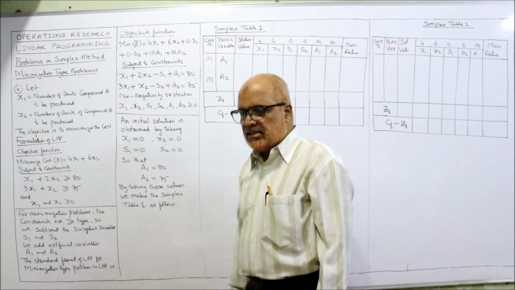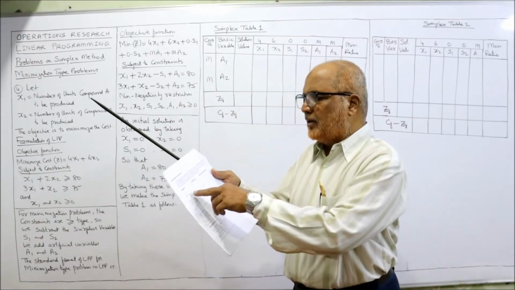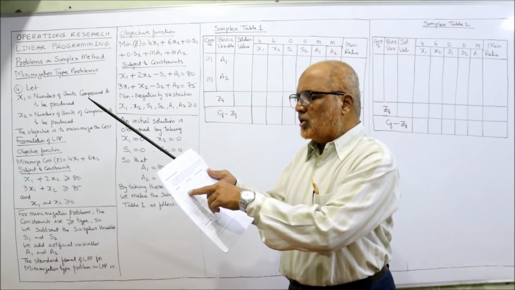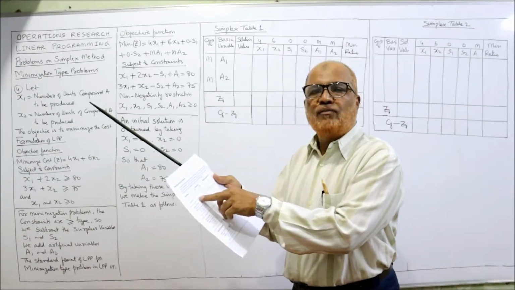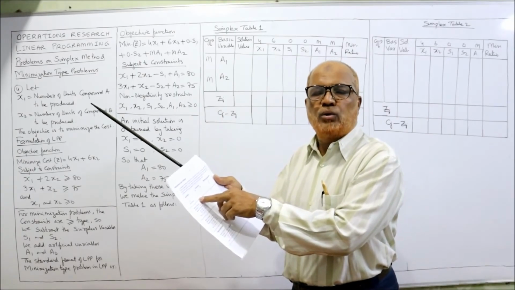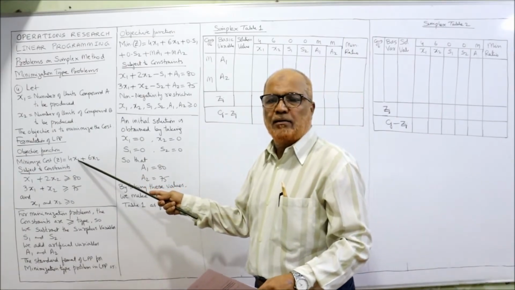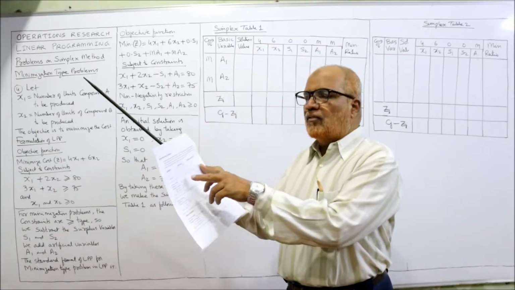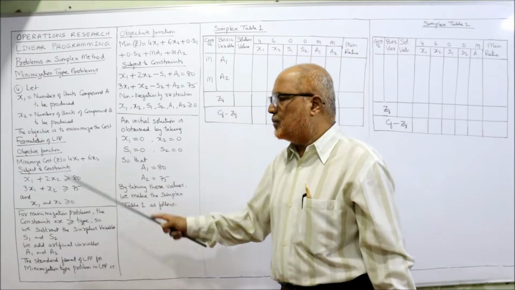Minimize cost, Z is equal to. What is the cost per kilogram of A compound? Cost per kilogram 4. And here it is 6. How many units of A are we making? X1. So 4X1 is the total cost of compound A. Similarly, the cost per unit of compound B is 6. So 6X2. This is the objective.